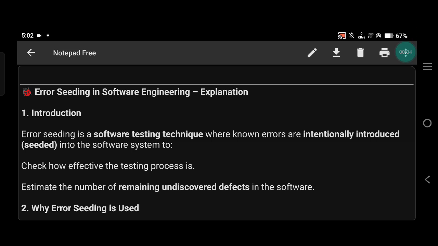In this video, we will learn about error seeding in software engineering with a clear explanation. First one is introduction. Error seeding is a software testing technique where we intentionally add some known errors into the software. So the purpose is to measure how effective the testing is and to estimate how many real defects might still be left in the system.